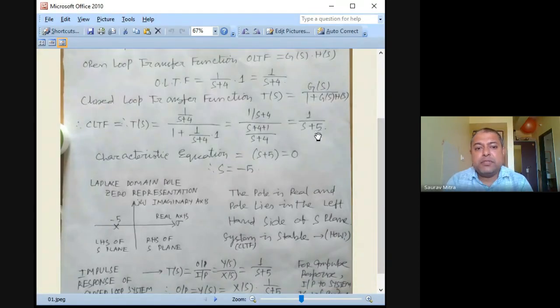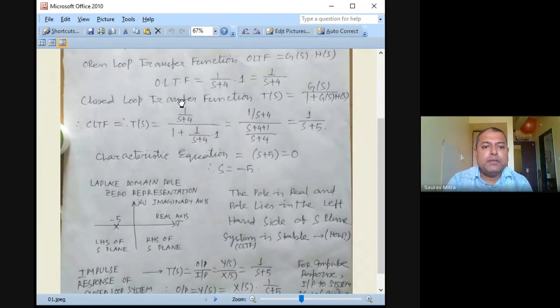So what is the characteristic equation? S plus 5 is equal to 0. The definition of characteristic equation is, if you want, you can write it down: the denominator of the closed loop transfer function equal to 0. That is the system characteristic equation. And what do we find from this characteristic equation? We can find the values of S for which this equation is going to be 0. That means we are finding the roots of this equation. So the root of the characteristic equation, S is equal to minus 5, is called a pole.